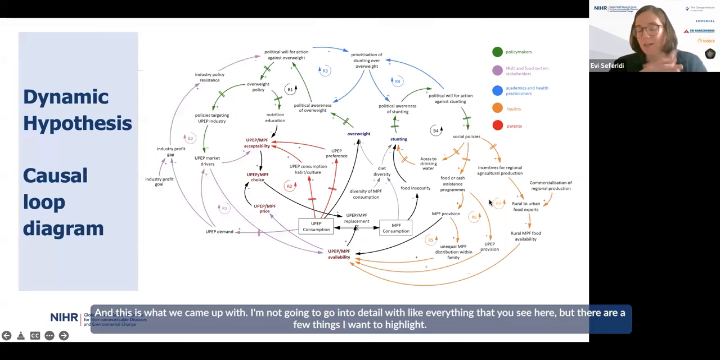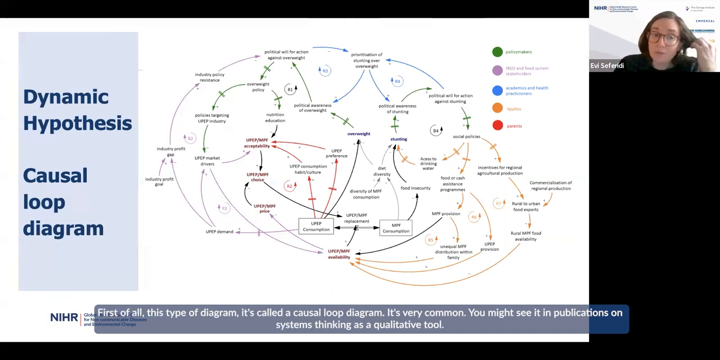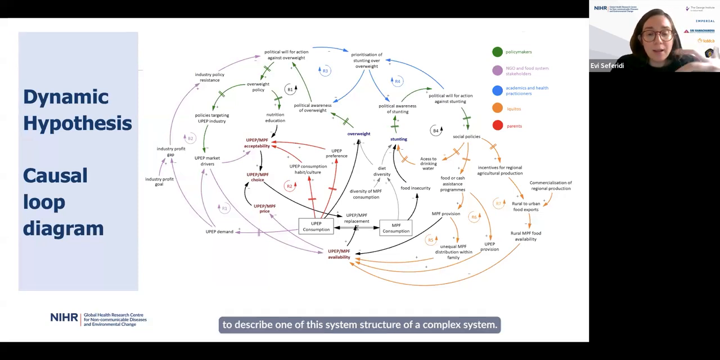I'm not going to go into details with everything that you see here, but there are a few things I want to highlight. First of all, this type of diagram is called a causal loop diagram. It's very common. You might see it in publications on systems thinking as a qualitative tool to describe the system structure of a complex system.